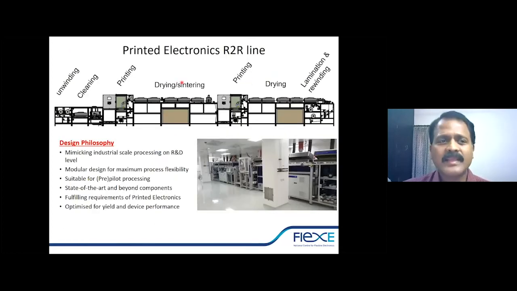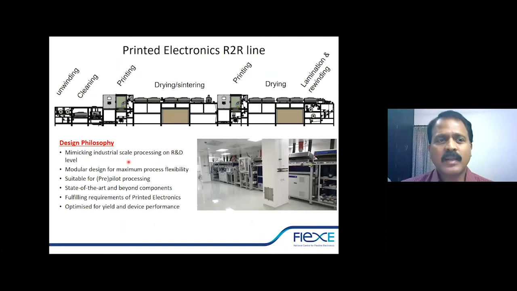And here is the schematic of the printed electronics roll-to-roll line that we have here. This gives a photograph of the line which we have in our center. What I would like to say is that this is a unique design, definitely Indian, perhaps one of its kind in the world.